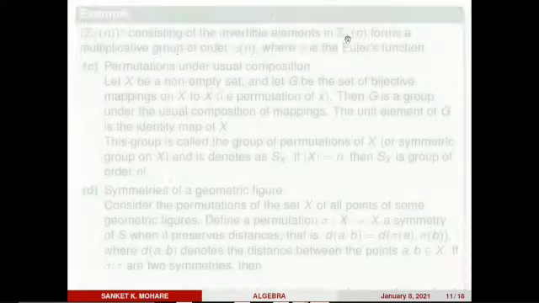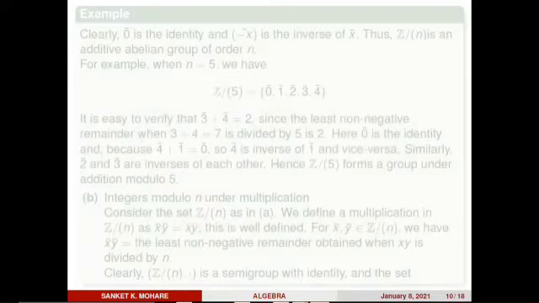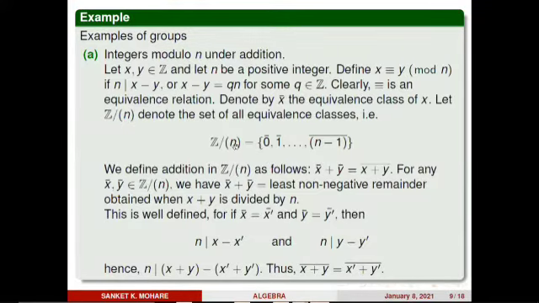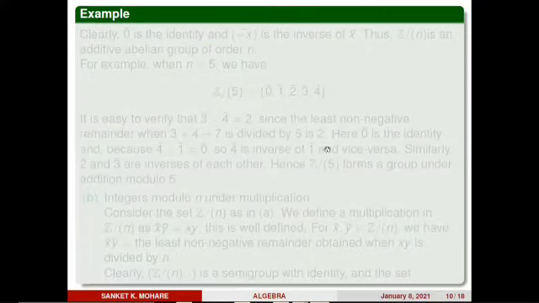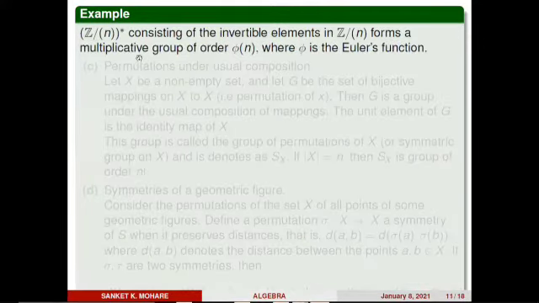Okay, so here Zn star is this. In Zn star, which elements occur other than 0? Conjugate 1, conjugate 2, up to conjugate n minus 1. So Zn star possesses conjugate 1 up to conjugate n minus 1. Okay, and this Zn star forms a multiplicative group of order phi n.